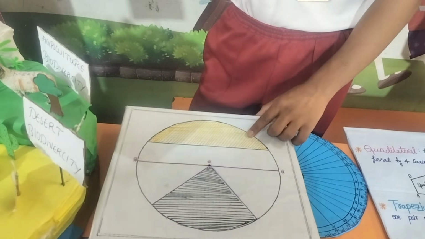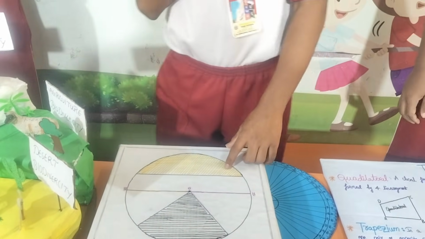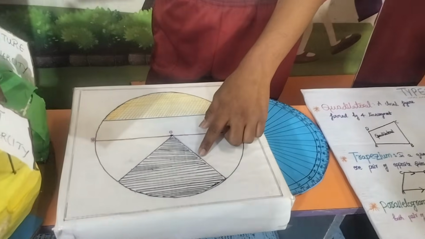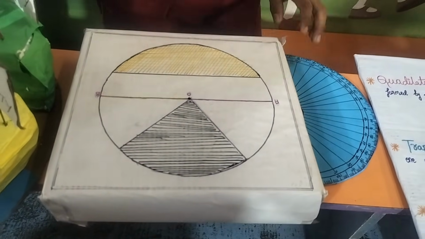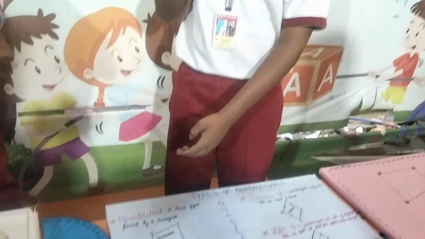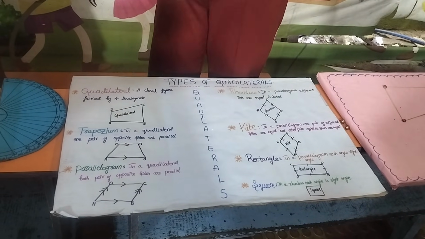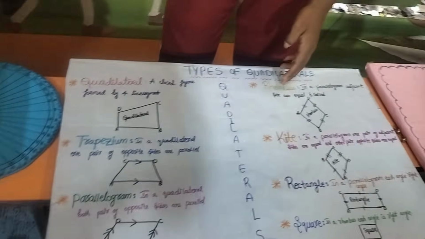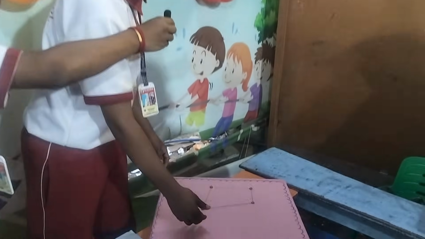This is a chord. The line segment joining two points on the circle is called a chord. This shaded part is called the major sector. The non-shaded part is called the minor sector. Thank you. My topic is about types of quadrilaterals. A quadrilateral is a closed figure formed by four line segments. There are some types: trapezium, parallelogram, rhombus, kite, rectangle, square. Thank you. Trapezium.